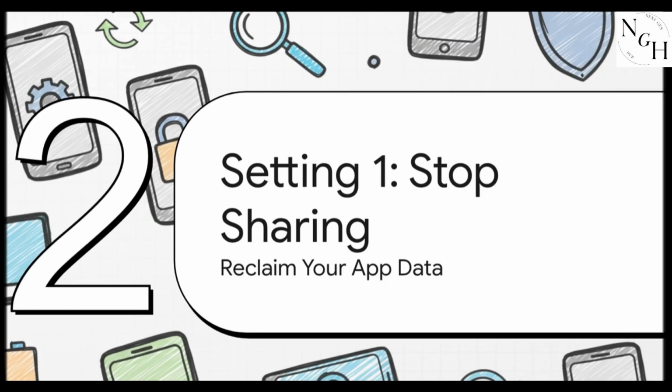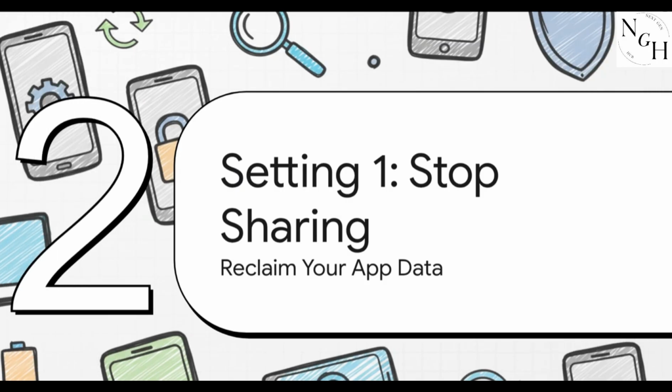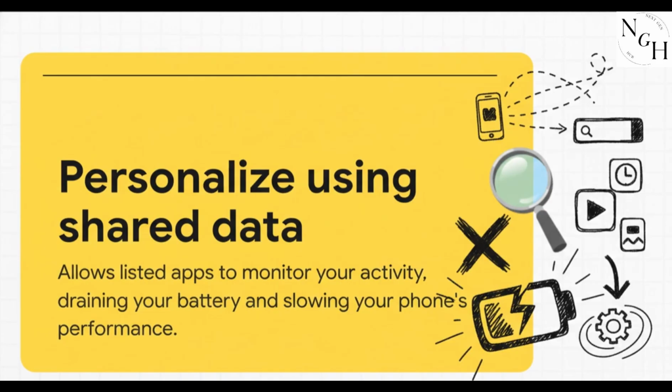First up, let's tackle the feature that gives a whole bunch of apps permission to monitor pretty much everything you do. This one is a huge resource hog and, honestly, a massive privacy concern. So here's the thing. The feature is called Personalize using shared data. Sounds helpful, right? But what it's actually doing is giving apps permission to watch everything you do. Your app usage, your search history, you name it. All that background activity is just a massive drain. The best move here, just disable it for every single app on the list.